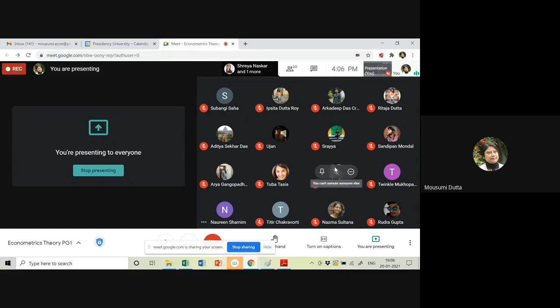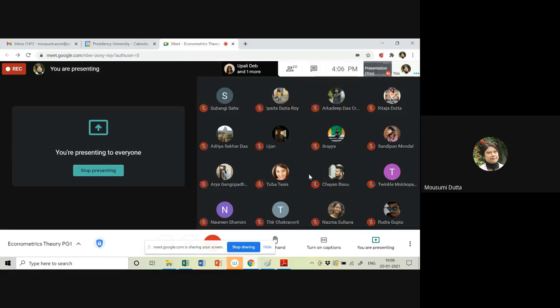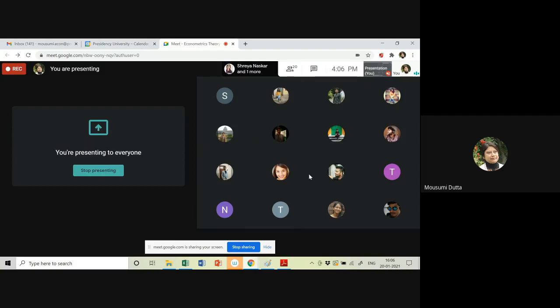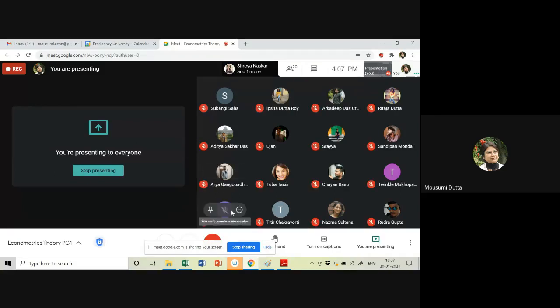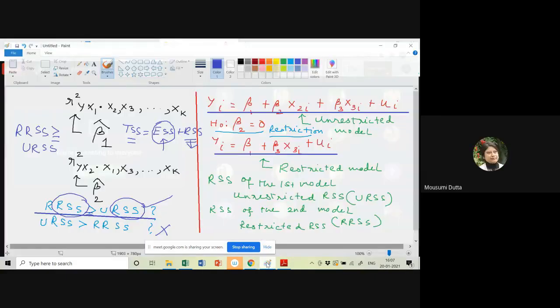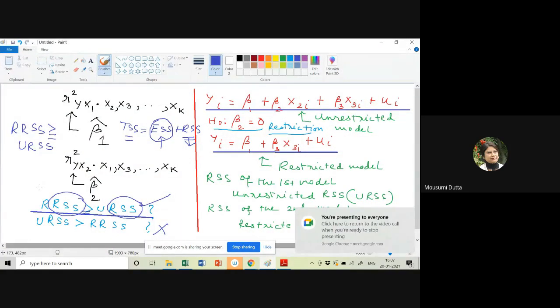However, this is impossible: that you are dropping the variable, and then you are finding that for the unrestricted model, RSS is higher. Do you think it is possible? Who asked the question? I think Nauri. Okay, Nauri. At most, it would be equal, right? There is a possibility that RRSS can be greater than or equal to URSS. However, RRSS cannot be less than URSS.